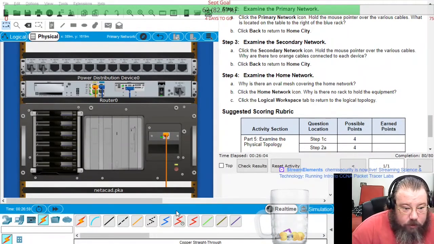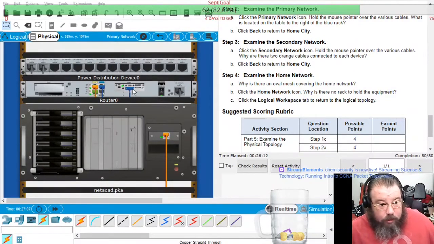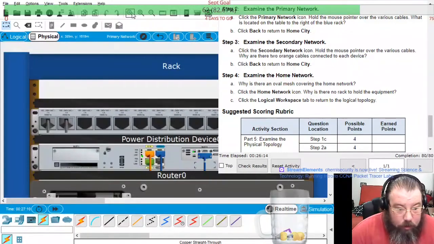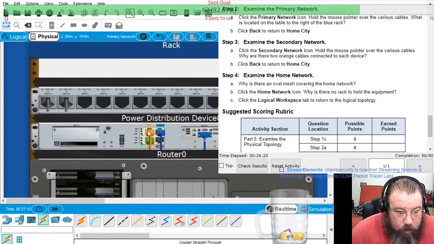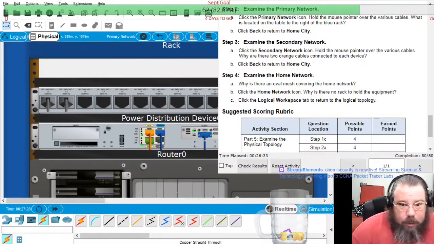One of the orange cables is going to the cloud. The other orange cable is going... is the fast Ethernet. So that's the fast one.